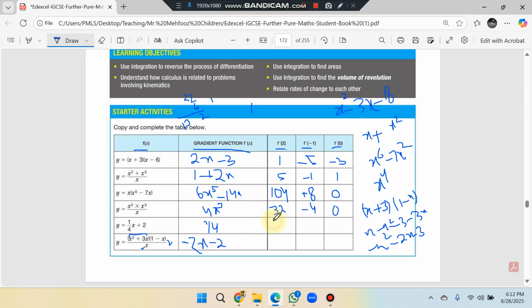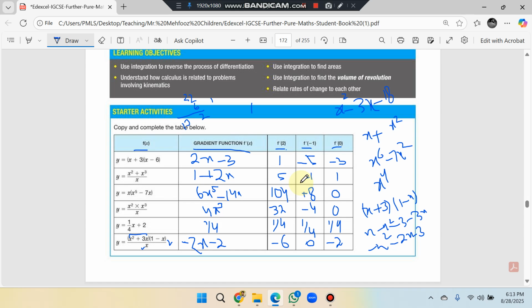So if we put 2, its answer will be the same. If we put minus 1, your answer will also be the same, because this is a constant term. If we put 0, your answer will also be the same. So in the last one, when you put 2, it becomes minus 4 minus 2, that is minus 6. When we put minus 1, it becomes 2 minus 2, that is 0. If we put 0, it becomes minus 2, right?